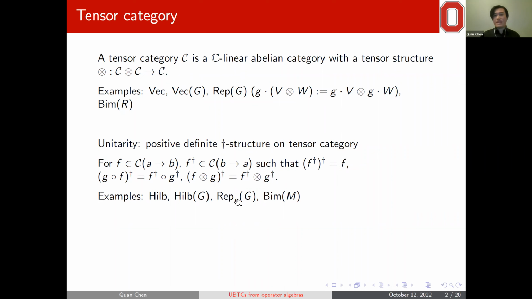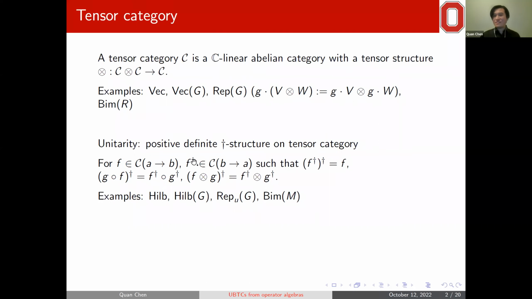And then we have many examples of unitary tensor categories. For example, the category of Hilbert spaces and bounded operators, and G-graded Hilbert spaces, and unitary representations. And also for an operator algebra M, the M-M bimodules will be a unitary tensor category.